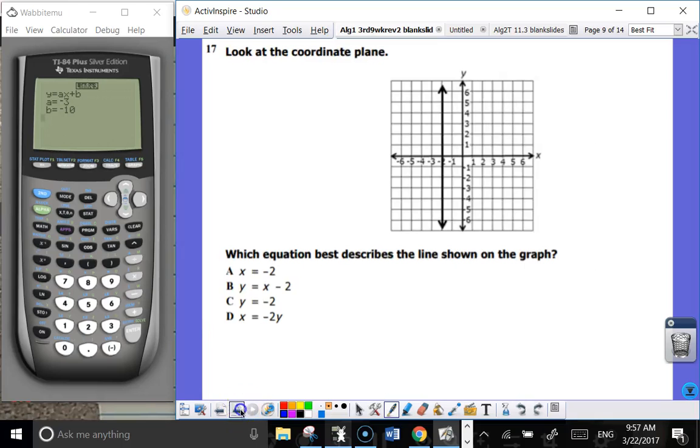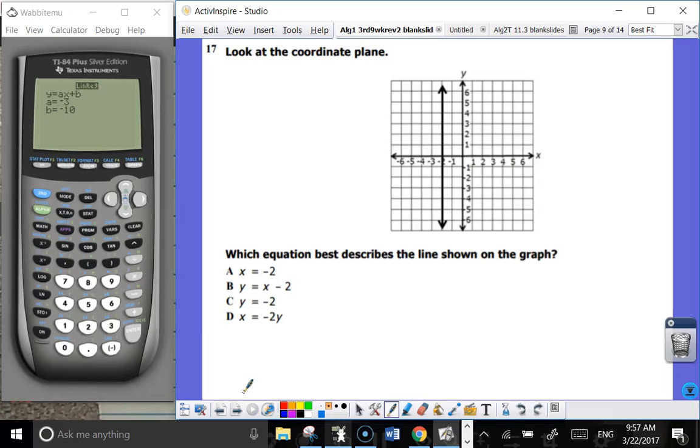Okay, one more and we're done. Okay, last one. What kind of a line is that? What is it called? Is it horizontal? Vertical. That's vertical, right? So horizontal and vertical lines have equations. One of them is y equals and one of them is x equals, right?